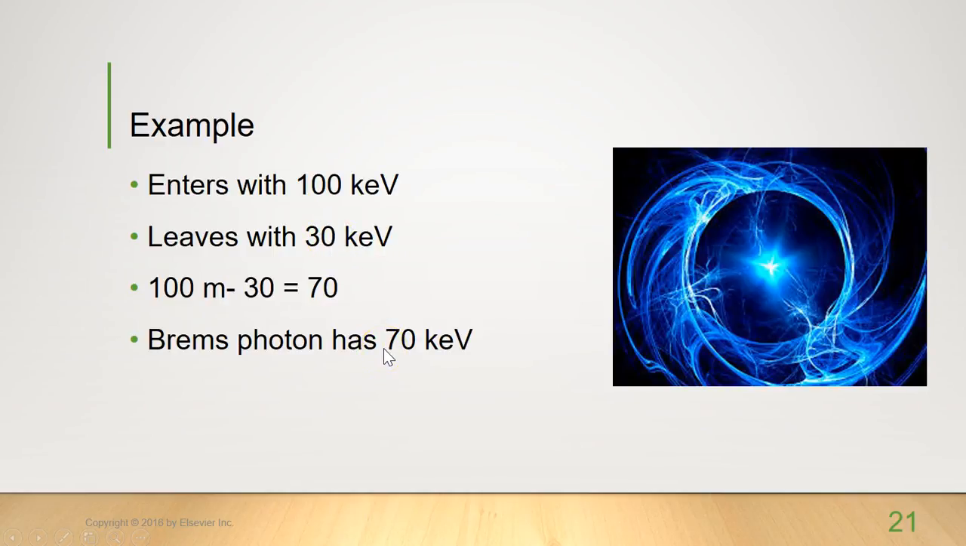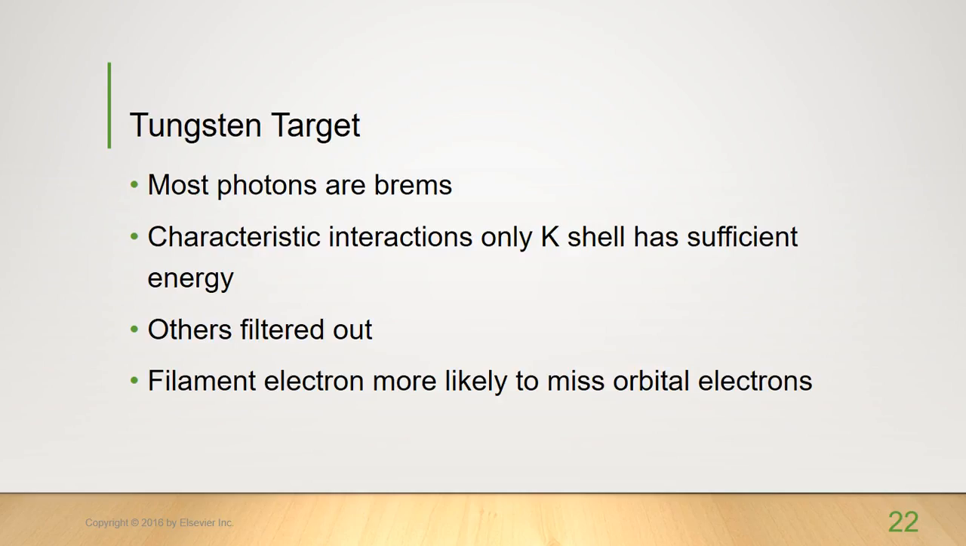When you think about what it leaves with, that's what actually is going to your patient and then making an X-ray image. So you want more to start with so that you can get at least a third out to make the image that you desire. That's a good way to think of it. In a tungsten target, most of the photons are brems. So that's something you need to know. Most of the photons are brems.